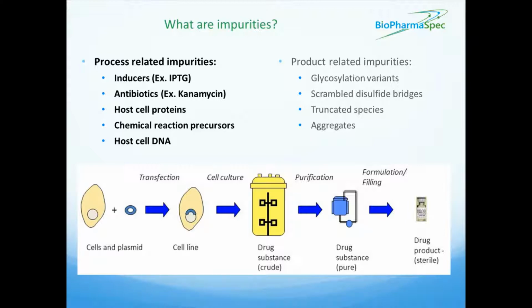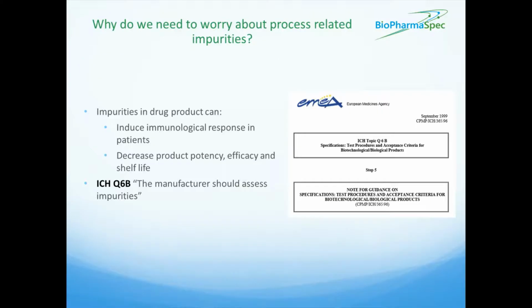Process-related impurities are introduced into the drug as part of the drug production process, and they fail to be removed by the purification steps carried out at the end of the production process. As you can see by the few examples that I've listed up here on this slide, there are a variety of possible process-related impurities that could be in your drug, and they could range from small molecules to proteins to DNA and others.